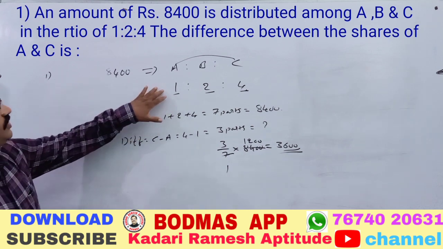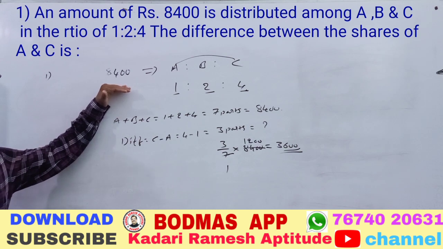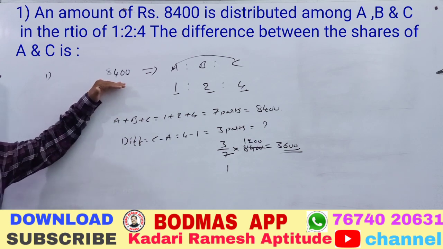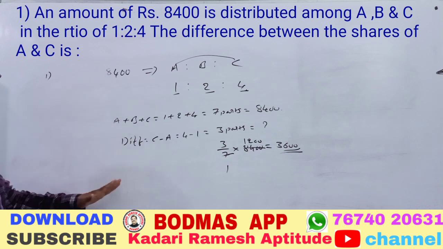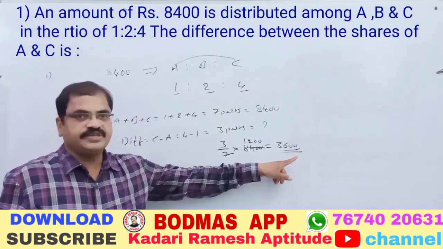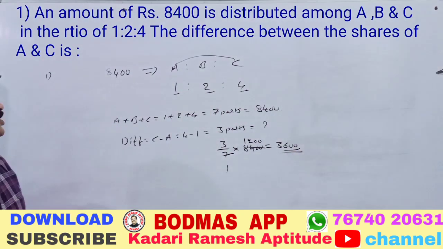So first of all we have to understand here, 8,400 is whose amount? Is it A's or B's or C's or all together? So this is all together. Means A plus B plus C amount is 8,400. If we distribute it in the ratio, the difference between C and A is equal to 3,600, which is the answer. Now come to question number 2.